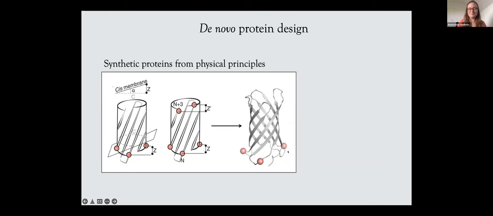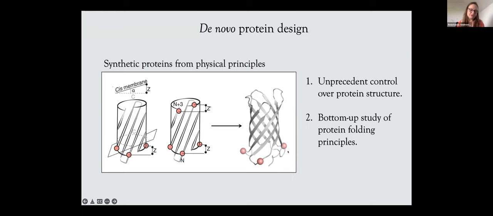De novo protein design offers great new opportunities. First, it offers unprecedented control over the protein structure, because the backbone is designed and assembled first, and it's used to guide the structure of the sequence design. But I hope to also convince you that it offers new opportunities to study the basic principles of protein folding from the bottom up. Basically, you're no longer limited to single mutation studies.